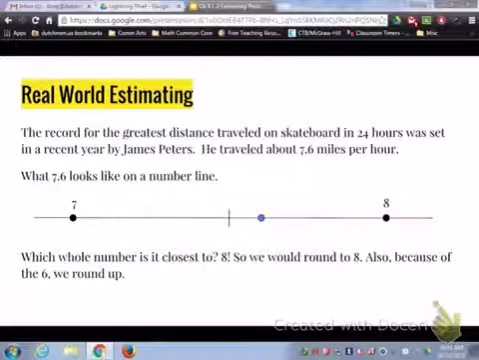So we look at which whole number it is closest to. It's closest to 8. So we would round to 8. Also, we can look at the 6. The 6 is 5 and above, so that tells us that we would round up the 7 to 8.